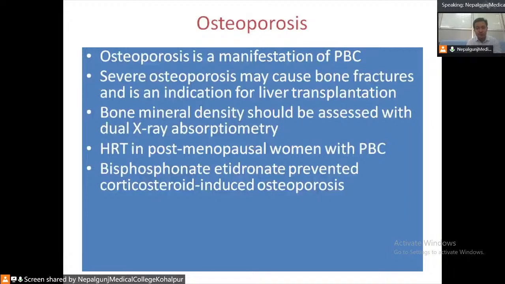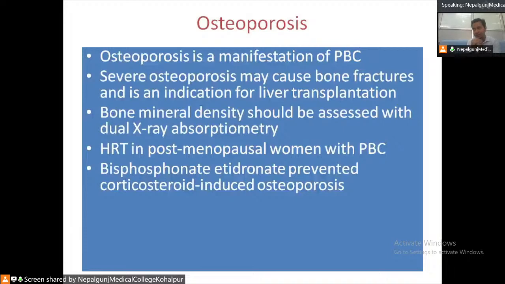So how do you diagnose osteoporosis? You have to do bone mineral density, that is a DEXA scan, dual X-ray absorptiometry. That is the Z score. So you can diagnose osteoporosis by DEXA scan. And in postmenopausal females, you can apply hormone replacement therapy like estrogen replacement therapy, in case of a PBC patient in menopause.